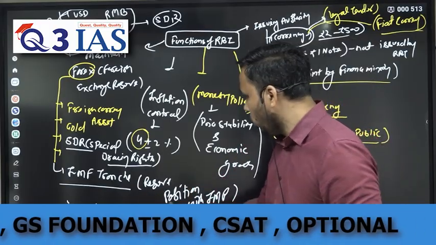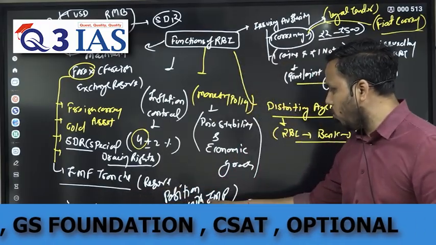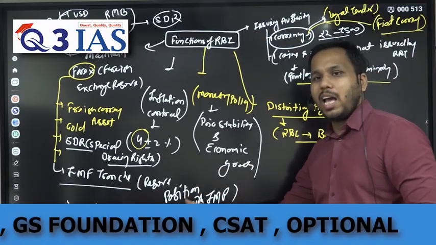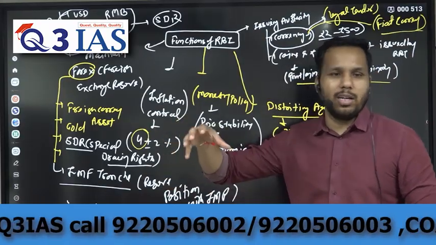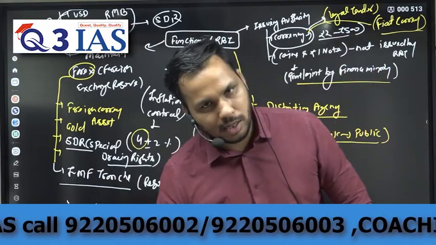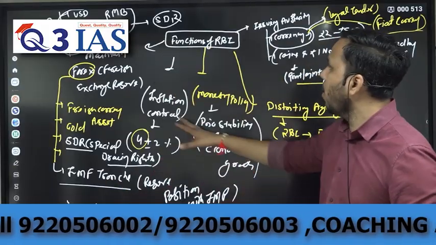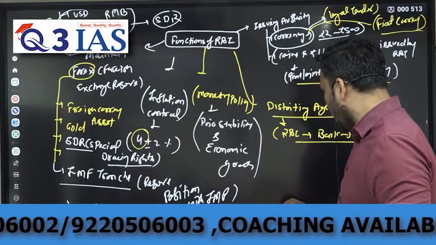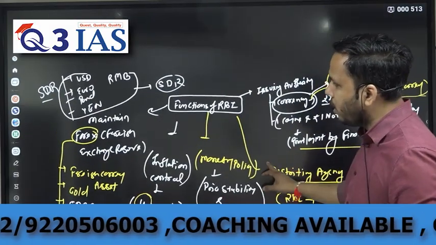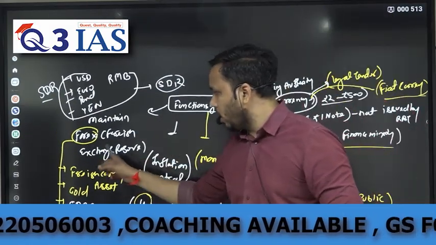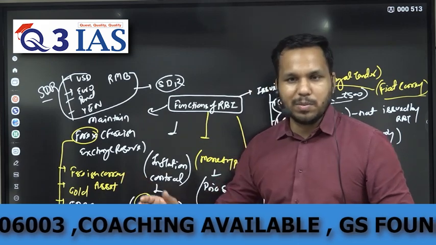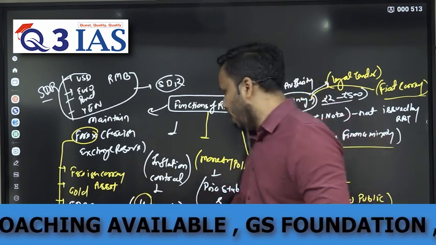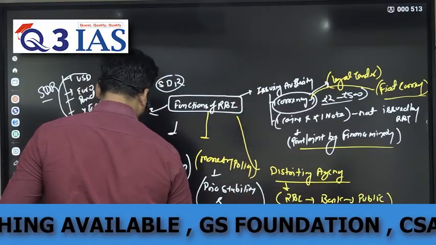Is it clear? So this is called the reserve position with IMF, the amount which is reserved in IMF, but that can be used as foreign currency in case of emergency. Is it clear? So this is basically maintained by the RBI. It is prepared weekly. The report of the exchange reserve is published by the RBI on a weekly basis.